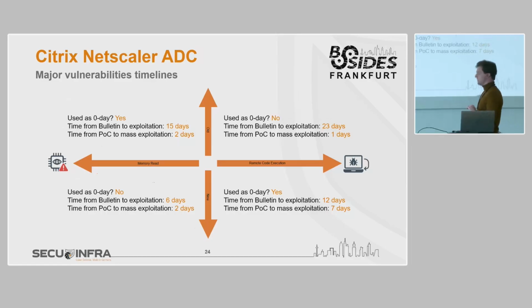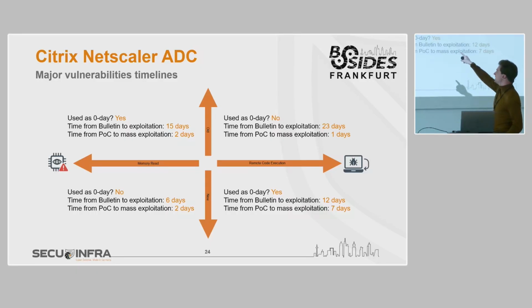To summarize, because you don't have to look at everything, you can look at it at home: which of those vulnerabilities were used as 0 days? We have 2, Citrix Bleed 1 and the unnamed RCE. What is especially interesting is the date on the bottom, time from POC to mass exploitation, which is 2 days, 2 days, 1 day, 7 days. So as soon as the POC drops, mass exploitation starts on edge devices, here in this case, Citrix.